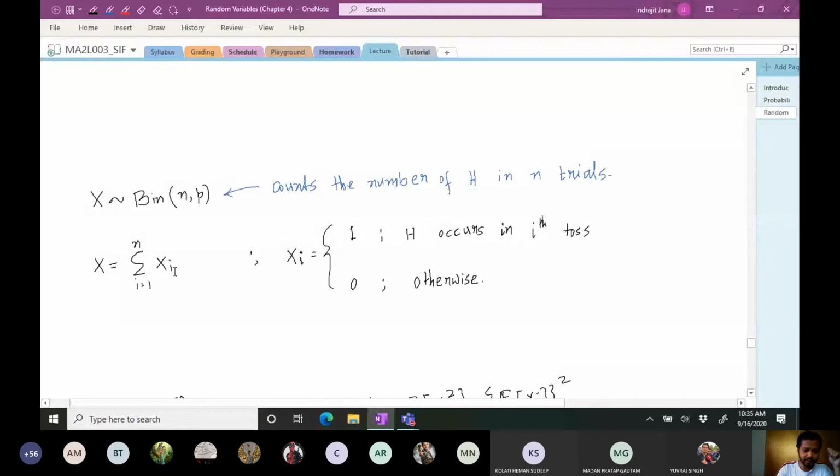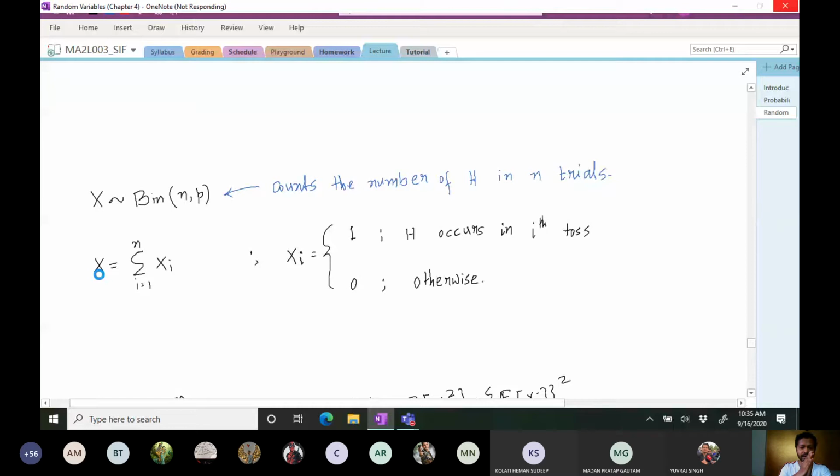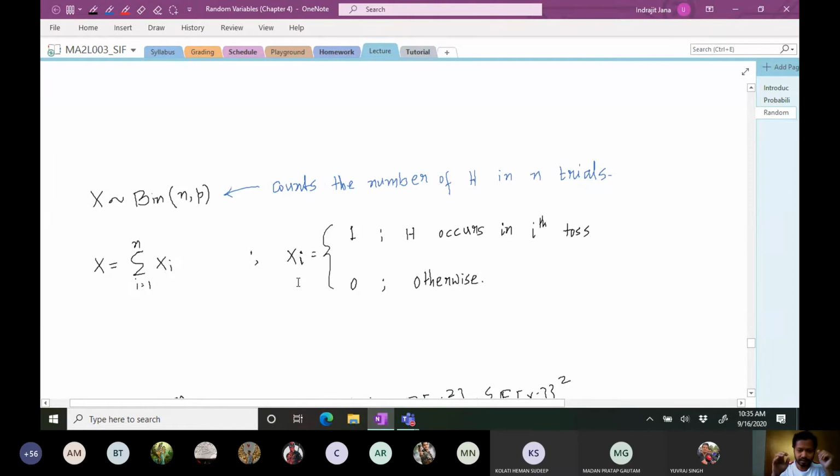And that's exactly what I'm doing here. The total number of heads in n trials can be written as the sum of heads from each trial. So this Xi is 1 if I see a head in the ith toss and 0 otherwise. If I take the sum of all of these Xi's from 1 to n, I get the total number of heads in the whole n trials.